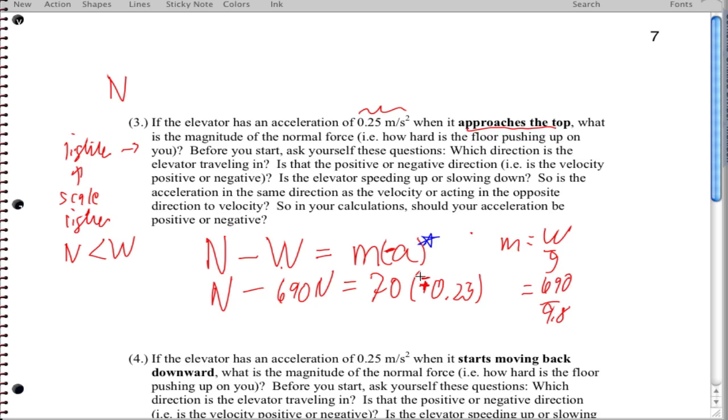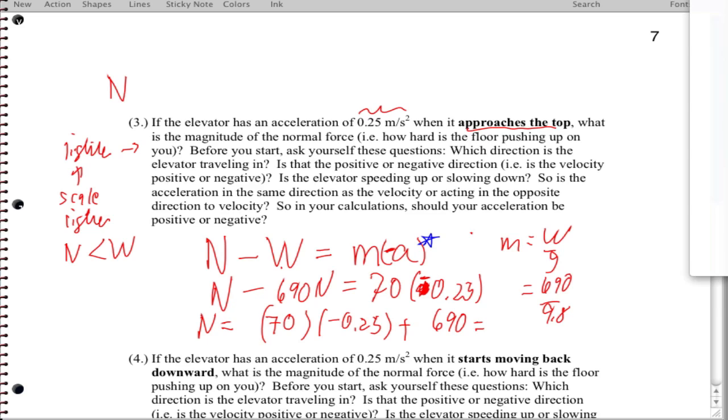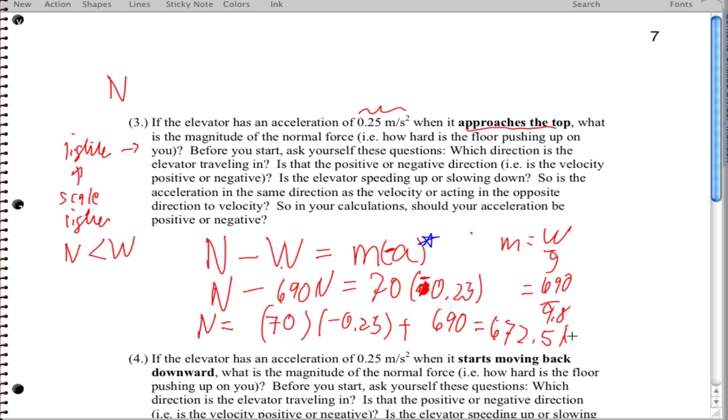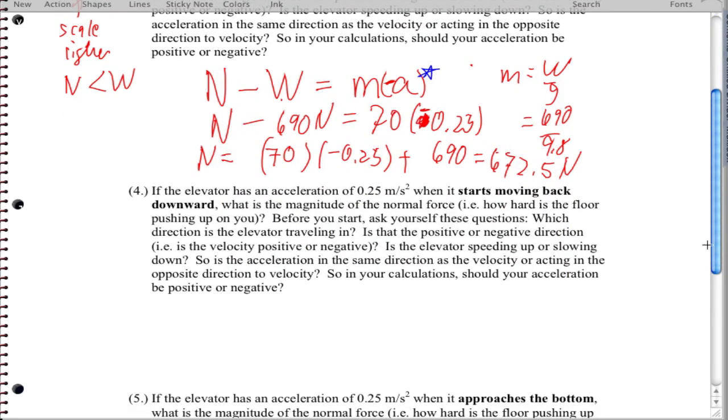Sorry, I had a little video glitch there for a second. That is 70 times negative 0.25. So now I have the normal force equals 70 times negative 0.25 plus 690. So it looks like my normal force is less, which makes sense because my scale is lighter when I put in those numbers. So that's going to give me 672.5 newtons.